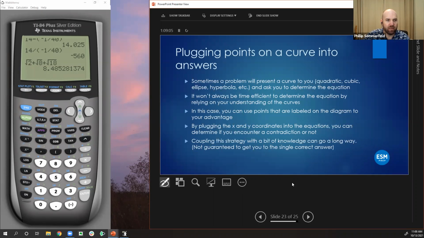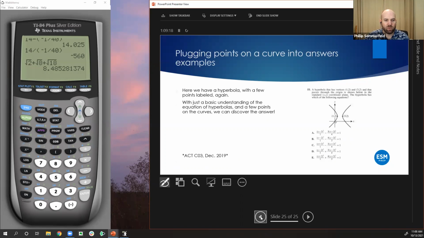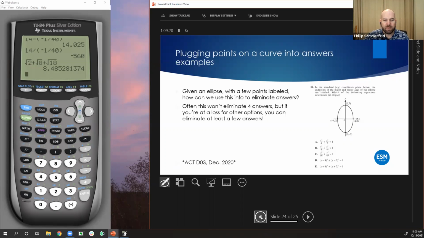So the last thing I want to talk about is plugging points on a curve into answers. So basically, we'll just skip to the punchline here. You're given a curve. In this case, we have an ellipse, and the next problem that we'll look at very briefly is a hyperbola. These are both conic sections, and sometimes students haven't seen conic sections, or if they've seen them, they run in terror because they're horrible and they just hate everything about them and they don't remember them, right? You don't remember how to actually generate the equation for an ellipse given certain aspects.